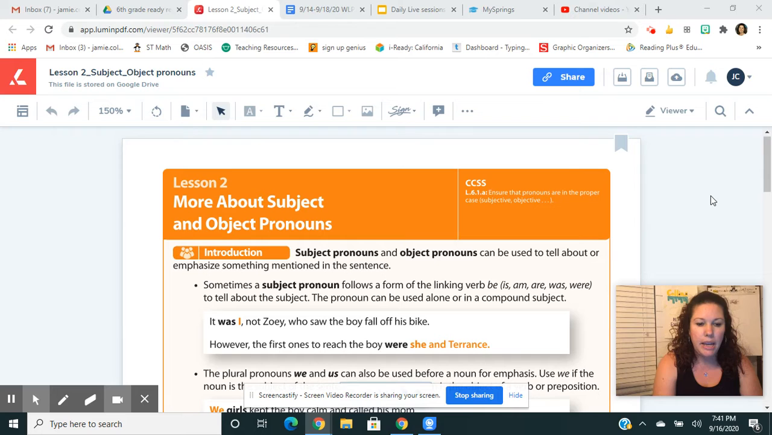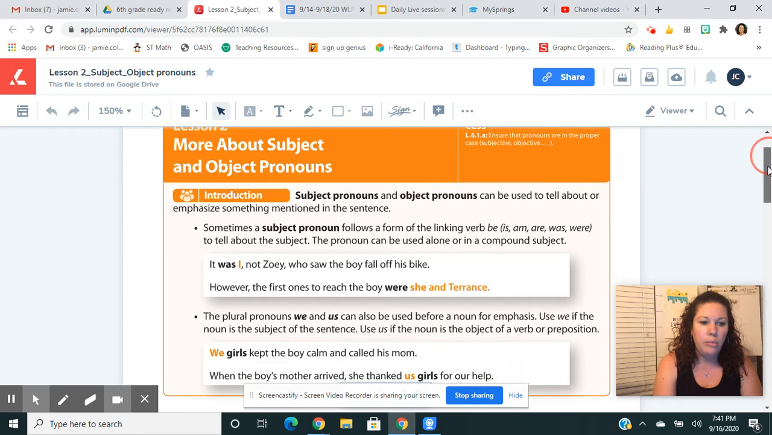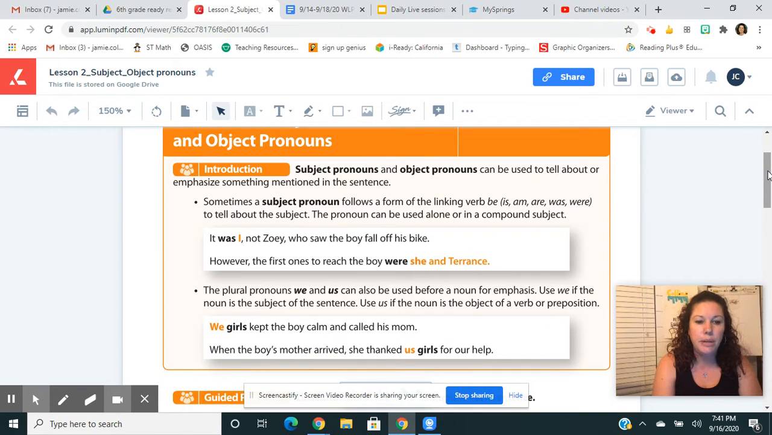So let's look over page 233 right now. That's what we're on, page 233. And we're going to read this together. Subject pronouns and object pronouns can be used to tell about or emphasize something mentioned in the sentence. So we're still dealing with he, she, it, we, them. However, this time we're using them to emphasize the sentence or to tell about the subject or the object in the sentence.